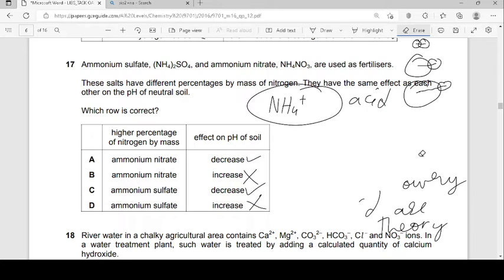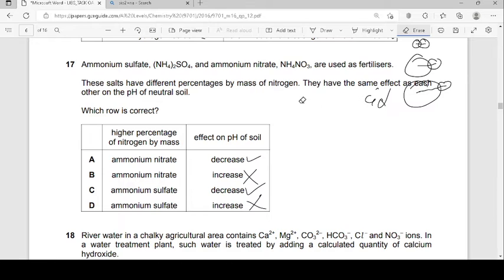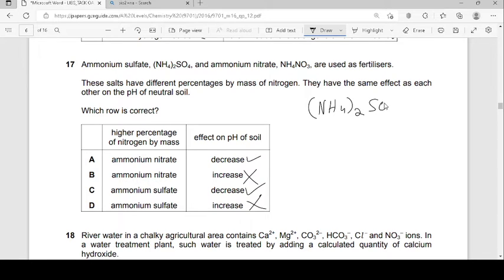Now let's check which of these has a higher percentage of nitrogen by mass. My thought process is that firstly let's talk about (NH4)2SO4. What I'm supposed to do is find out, it has two nitrogen atoms, right? Each nitrogen atom has an Ar of 14, so 14 times 2 would be 28.0. So 2 nitrogen atoms is 28.0.